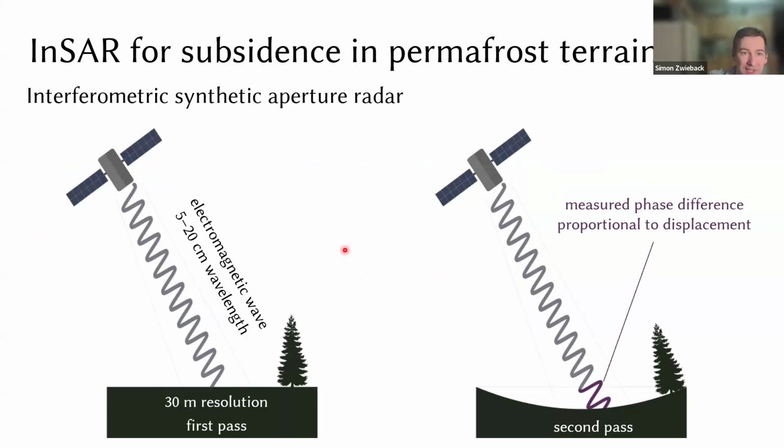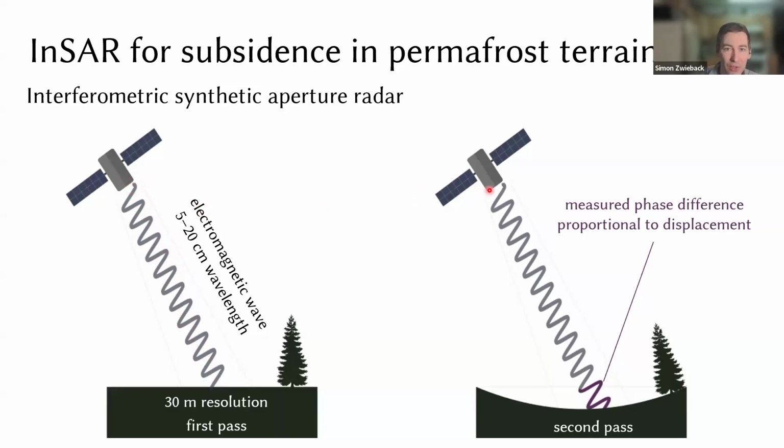How does it work? Well, at the most basic level, we have a radar antenna that we put on a satellite typically, and with that we make two measurements. These two measurements are separated in time, typically by 2 weeks or so. On the left you can see the first pass, where the antenna sends out an electromagnetic wave, which has a wavelength of typically 5 to 20 centimeters, and this wave travels with the speed of light from the antenna towards the surface. It is then reflected off that surface and travels all the way back to the satellite antenna, and that satellite antenna records the signal.